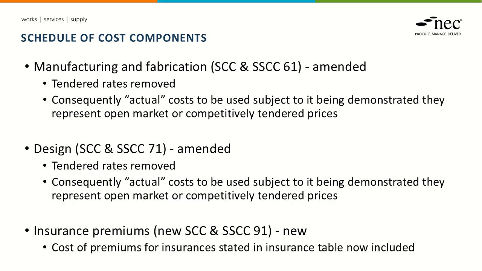Under sections 6 and 7 of the schedule, so this is manufacturing and fabrication and design, much like with equipment, provisions around tender rates have been removed. So the costs are going to be based on the actual or real cost of doing any manufacturing or any design. As with the ECC Hong Kong edition, we have a new section 9 that brings in the cost of any insurance premiums are now part of defined cost as opposed to being part of the fee percentage.